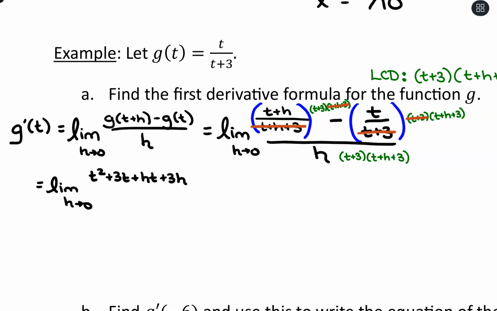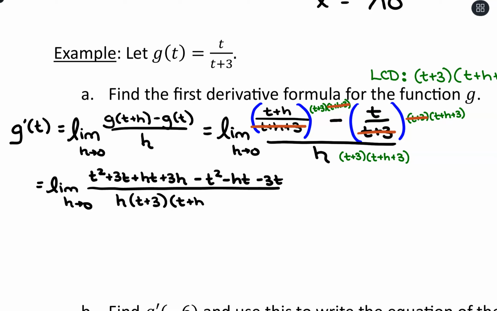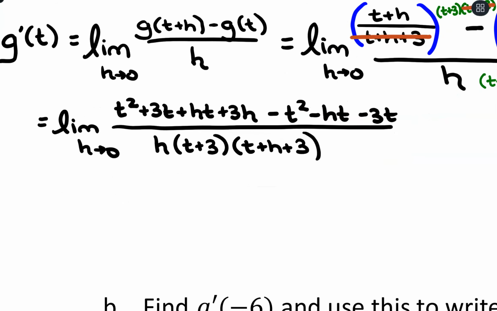And then I have a minus t, and I'm going to distribute that through t plus h plus 3. So I'm going to have a negative t squared minus ht minus 3t, all divided by h times t plus 3 times t plus h plus 3. So I still can't plug in h equals 0, mostly because of this h right here hanging out, which would turn the whole denominator into 0. Okay, let's look for some cancellations here.